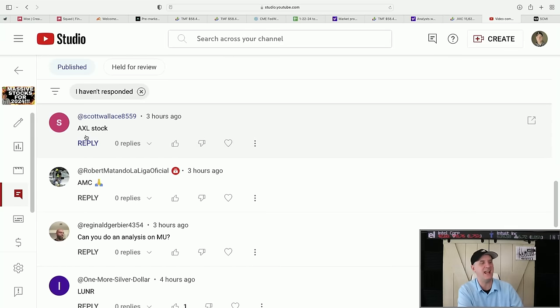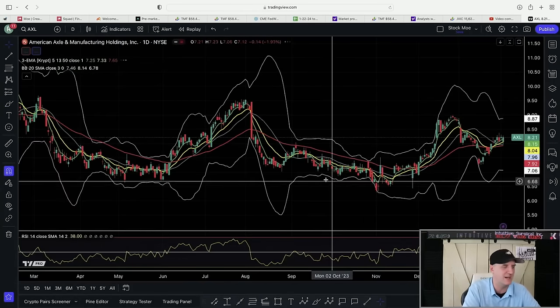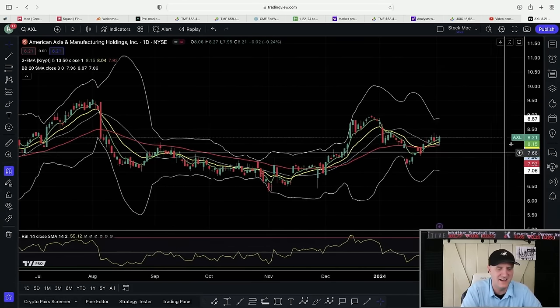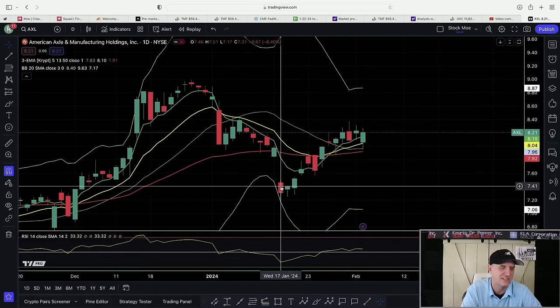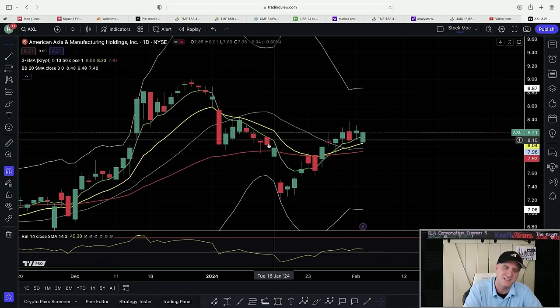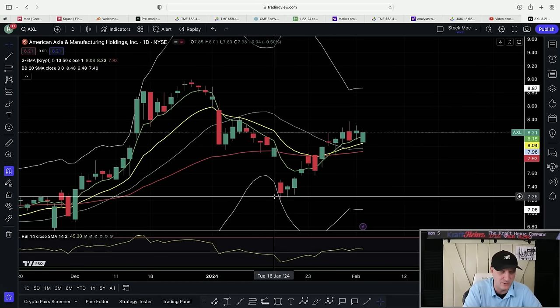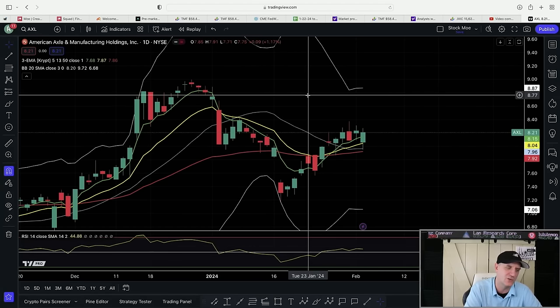Let's go ahead and take a look at AXL stock. Is this one of the best stocks to buy now or not? Well, interesting one. I don't know this one. American Axle. Okay, so this has confirmed bullish. I like this one. Why? Because it's the bread recipe. We tested down on the Bollinger Band. We tested under the 50 EMA, and this was bullish going into that.